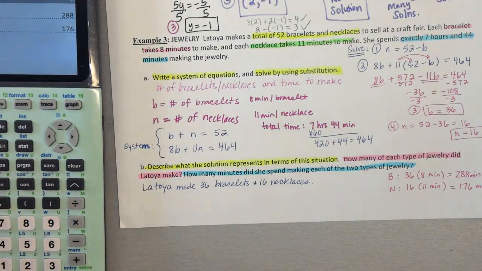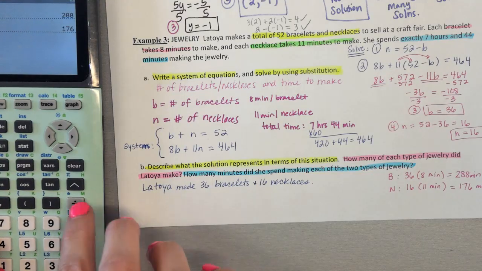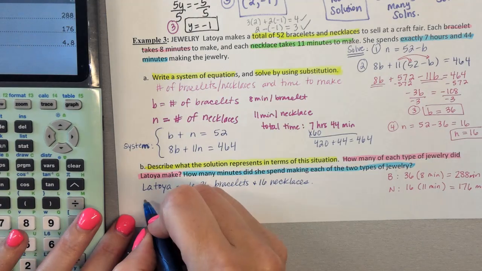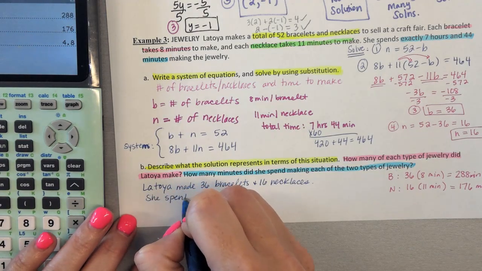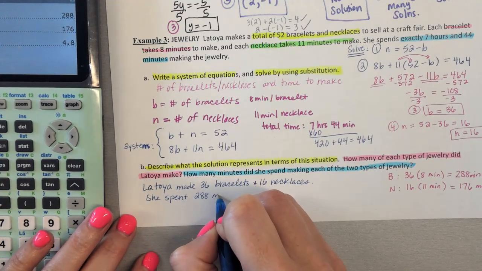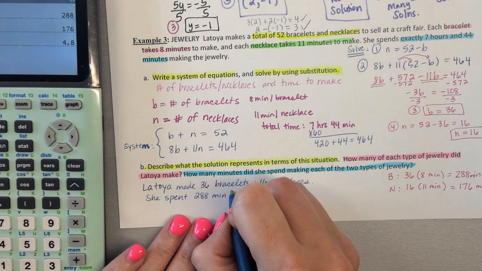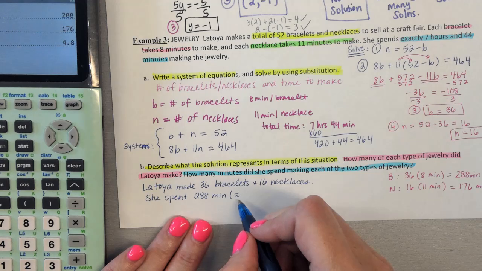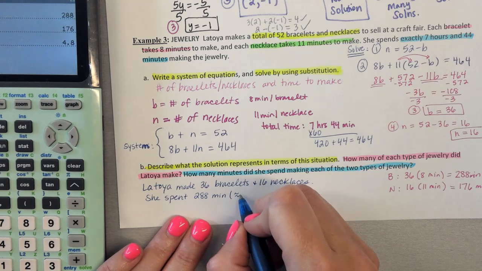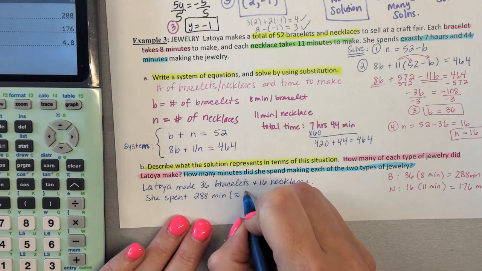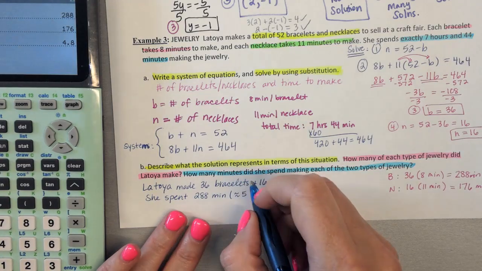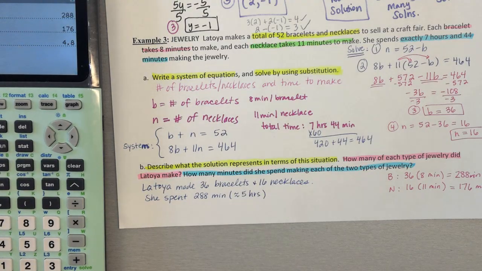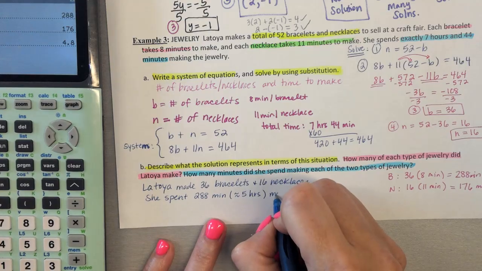So you guys already calculated it. How do we do that? You can just divide by 60, right? Yep. So she spent 288 minutes, which is approximately 4 hours, 48 minutes. Yes, you could do that too. In fact, when we do some other things, I will have you do that, convert both. So I'm just going to say that's about 5 hours. So she spent 288 minutes, about 5 hours, making bracelets.